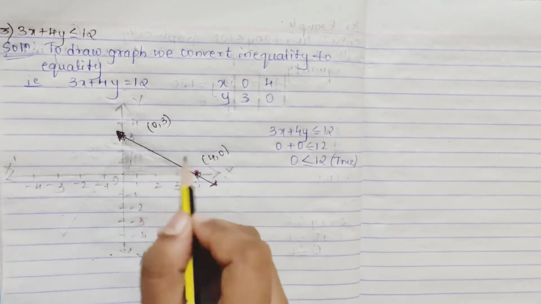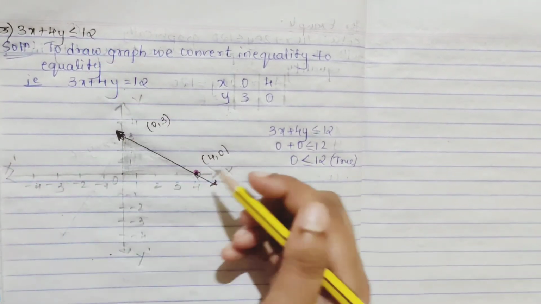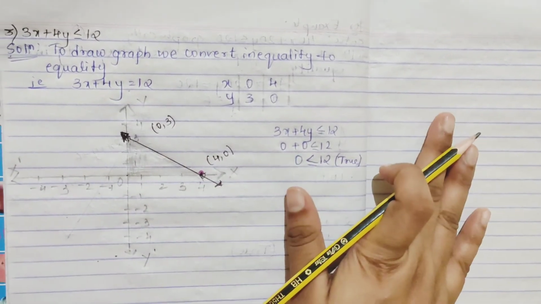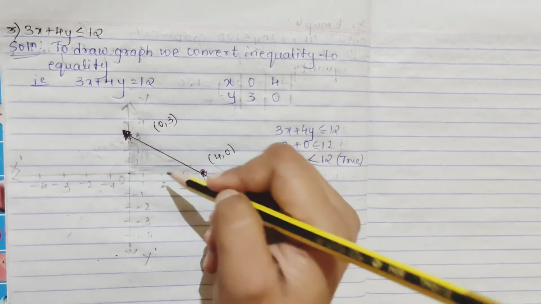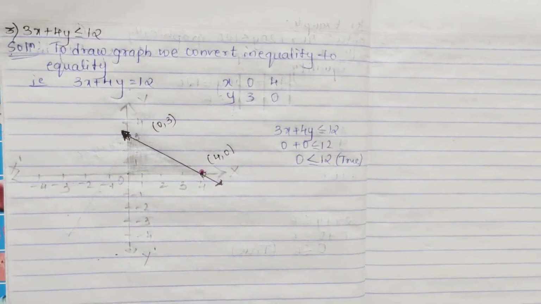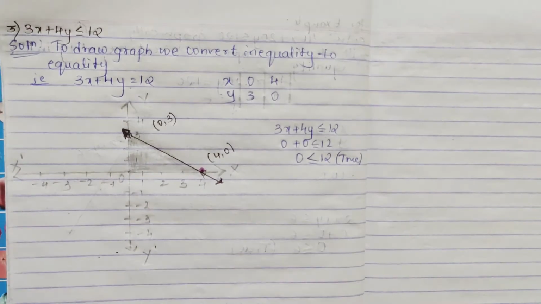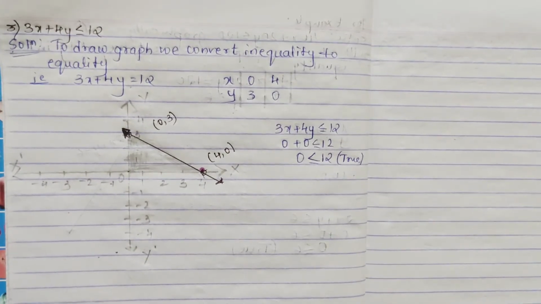That's it. The shaded region is the solution of the graph. I hope my explanation is clear for your understanding. Pause the video to note it down.